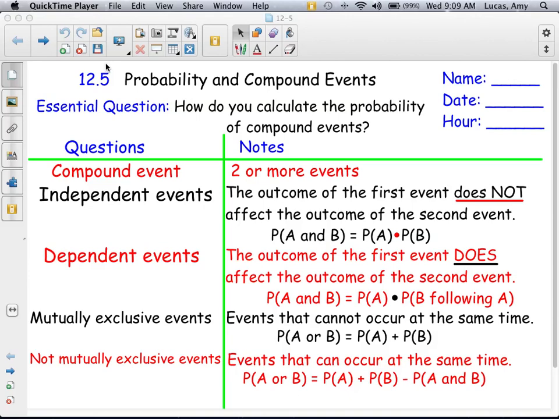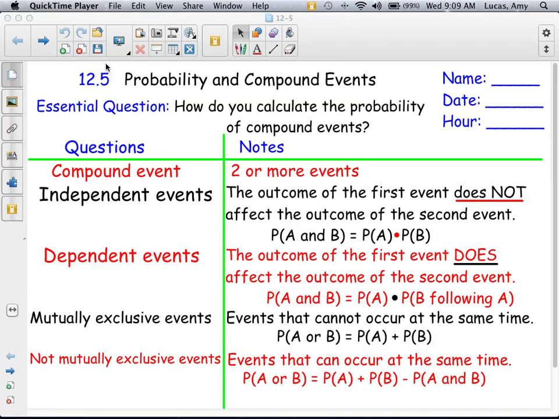The next vocab word is dependent events. That's when the outcome of the first event does affect the outcome of the second event. So the probability looks a little bit different. The probability of both A and B occurring would be found by multiplying the probability of A times the probability of B following A. So independent and dependent events.